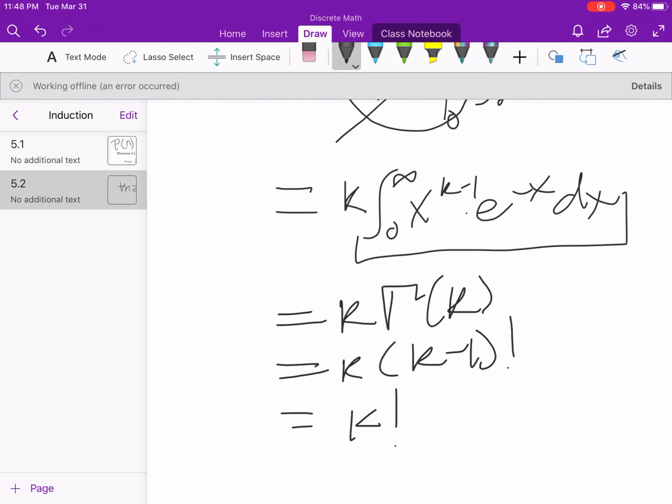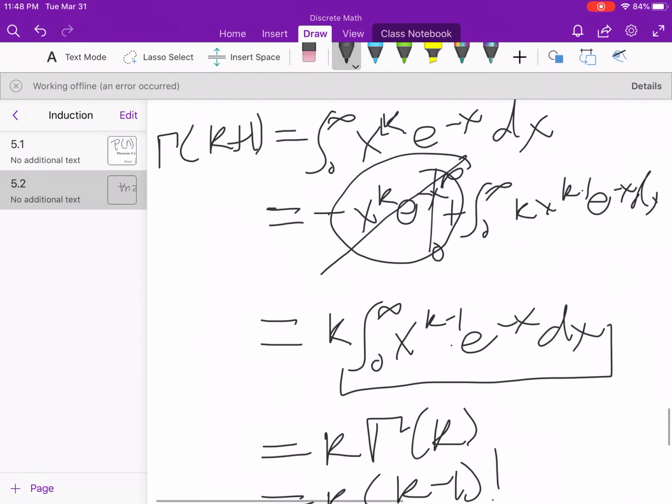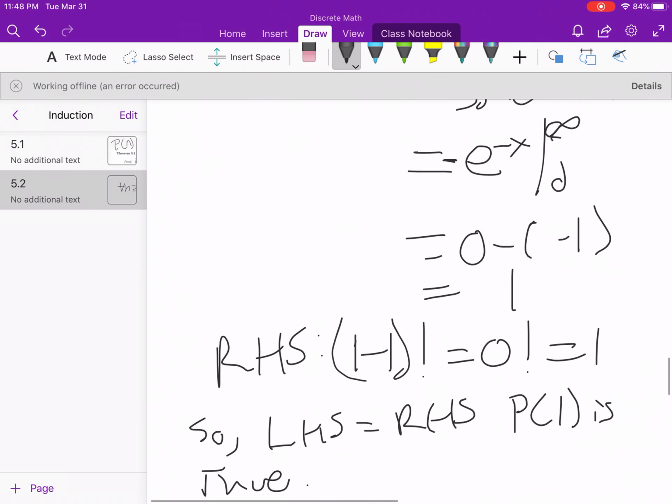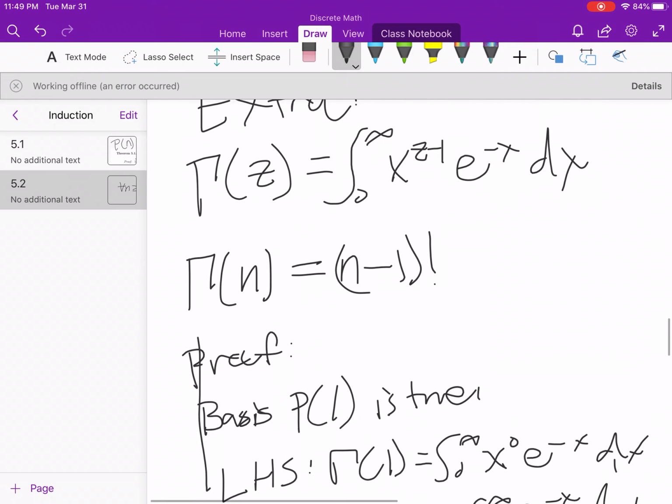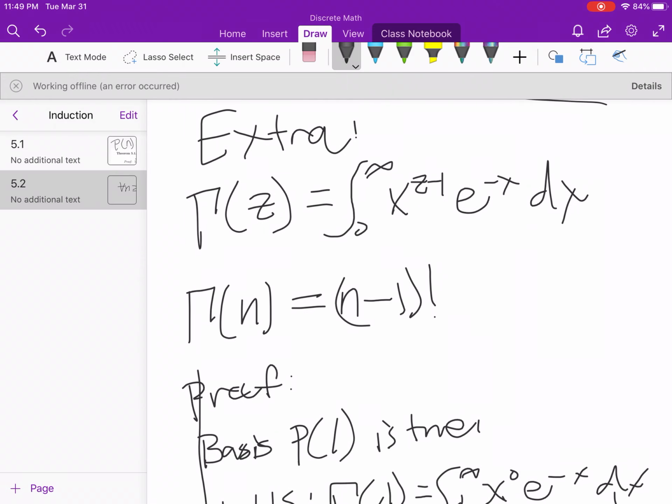So there we go, a proof. It's done. A proof that if I pass any positive whole number into the gamma function, I'll actually get that number minus 1 factorial. An interesting side note.